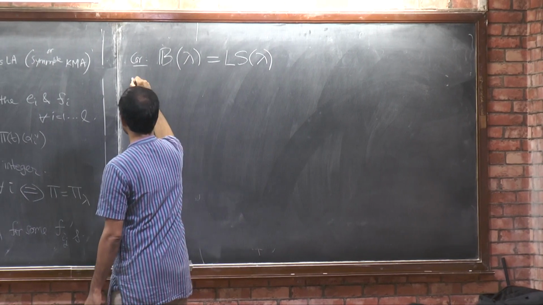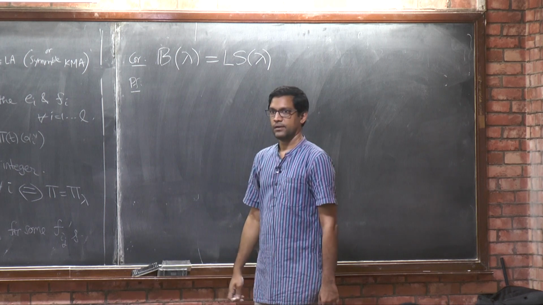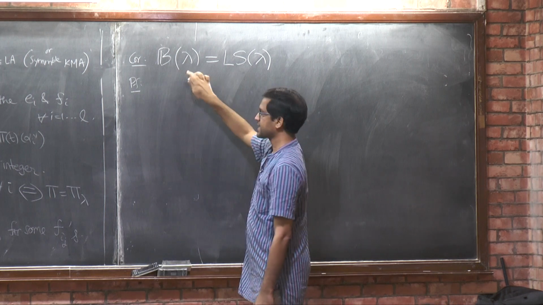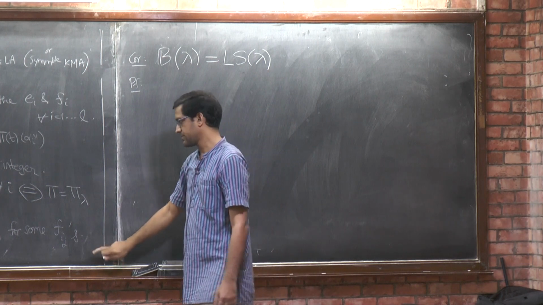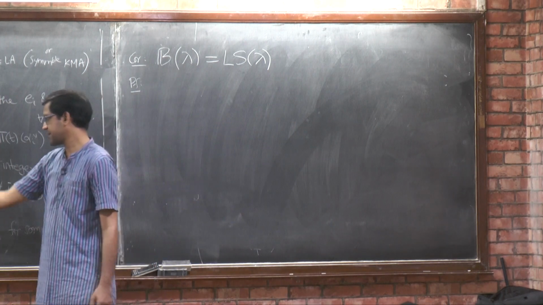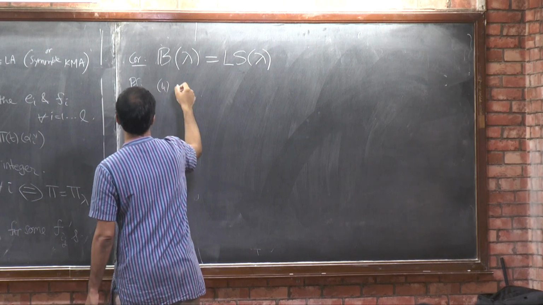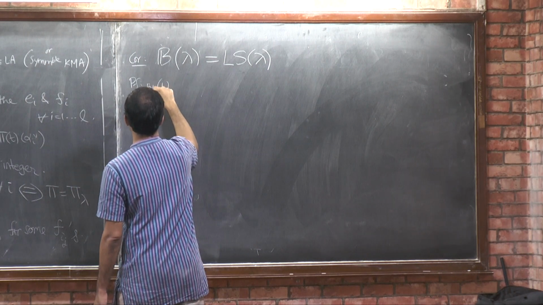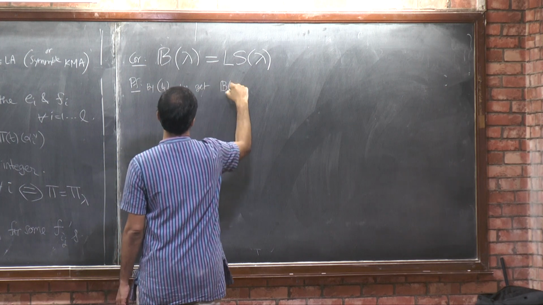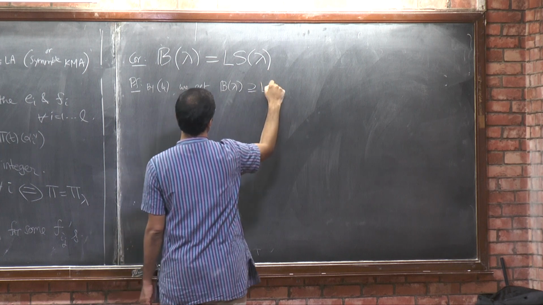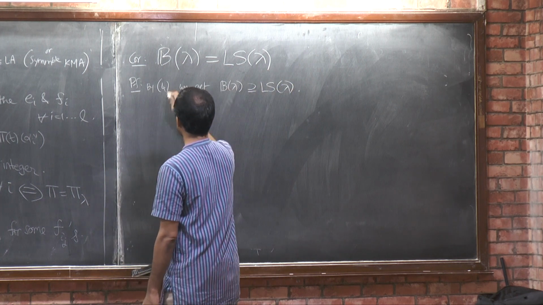Okay, why? So let's just see how this would follow. Step 1: LS lambda is contained in B lambda. That's exactly the last statement. It says that any path in LS lambda is of this form. So by fact 4 we have one-way containment. We get B contains LS. Okay. Now let's do the other way around.